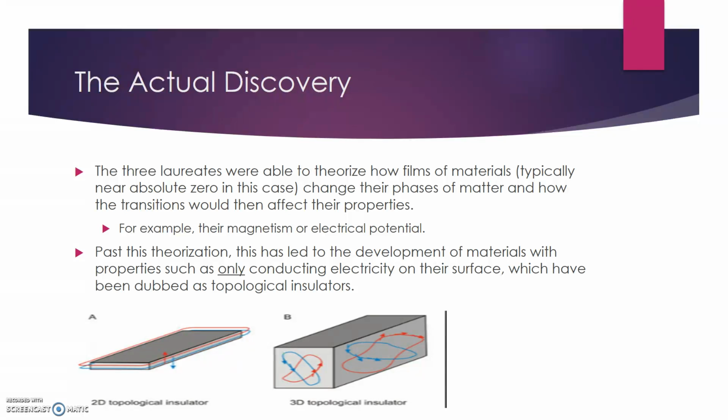And if you look at the figures below, figure A and B, you see the electricity on a 2D topological insulator moving only along the dimensions of the insulator, not on the inside. And when looking at figure B, something a little easier to understand because it's three-dimensional and we live in a three-dimensional world, you see the electricity moving only along the outsides of the insulators.